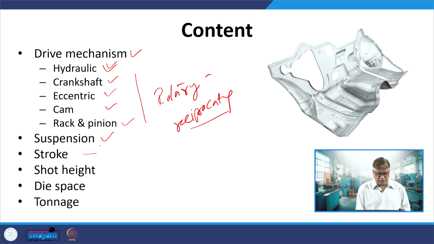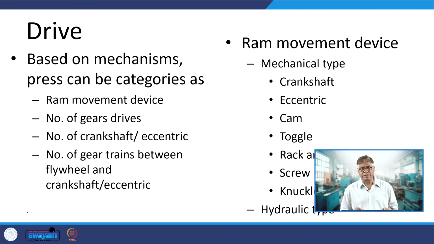Stroke is about the travel of the ram in one go, either from top to bottom or bottom to top. Then there is the shut height. Shut height is about the spacing between the ram in the lower position and the bed. Die space is the active area of the press on which the die can be placed for further operations, and tonnage is the maximum force that a press can deliver for realizing the metal forming process. So, these are the different topics that will be covered.